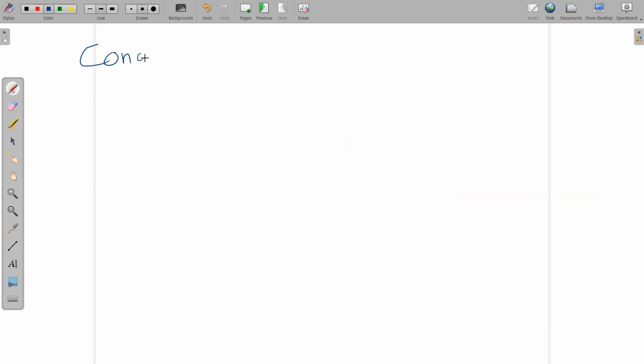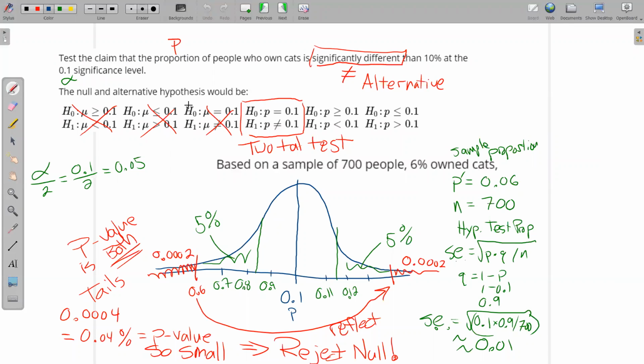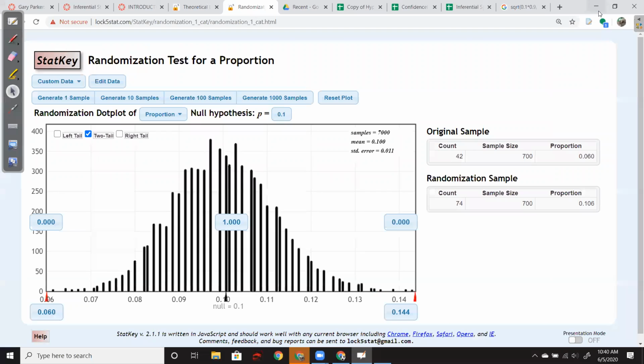So what does it mean to reject the null? In this situation, let's go back and read the situation again. Test the claim that the proportion of people who own cats is significantly different than 10%. That was my alternative hypothesis. The null would be that the proportion of people who own cats is 10%. So we have sufficient evidence that it is different than 10%. That's what I'm going to say.